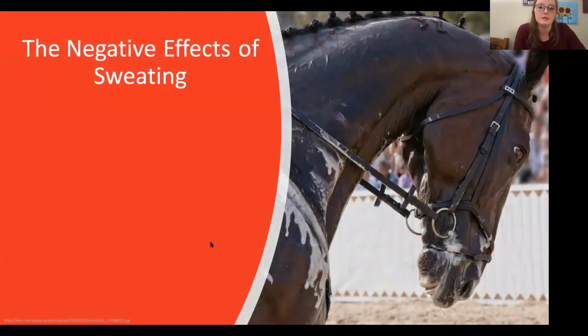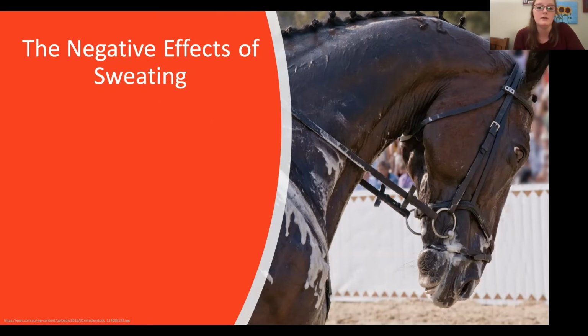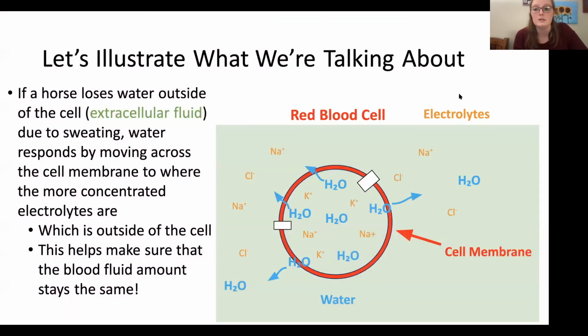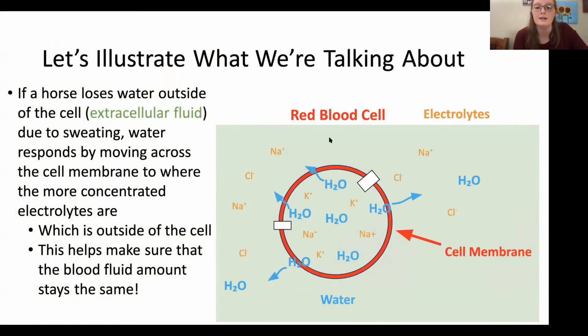So I keep mentioning the negative effects of sweating for too long. Now this is a horse that has been sweating for a while. Hopefully he'll get a drink soon, but it looks like he's at a show, so he's doing his job. In the event that the horse is sweating for too long, water will no longer be able to leave the cells. So if we come back to this picture, we saw that this water in the cell exited to balance out all the salt out here.